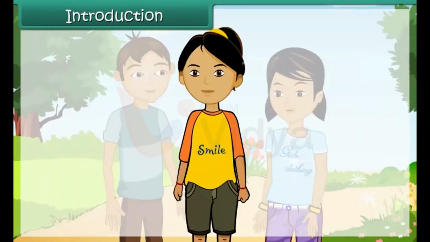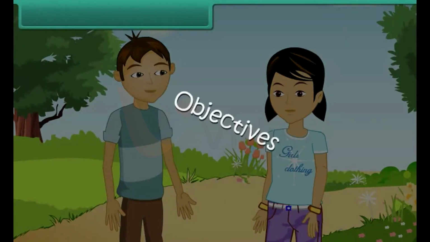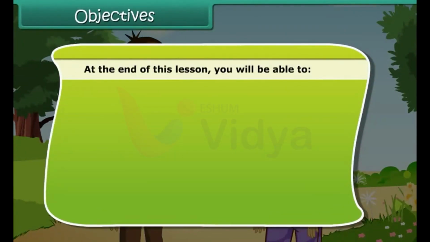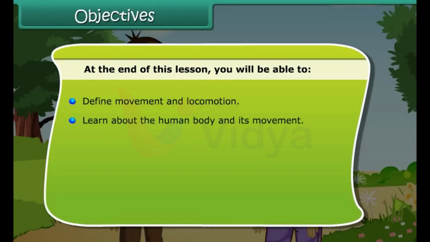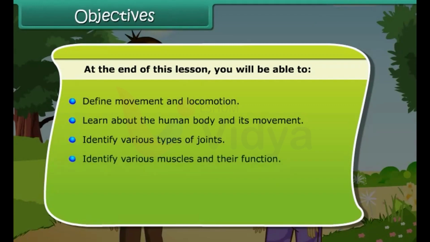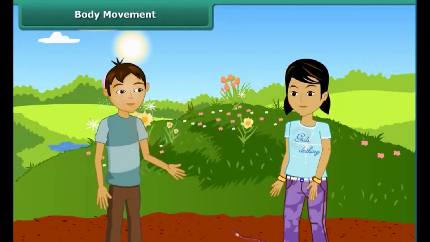Children, in this lesson, we will learn about body movement and the difference between movement and locomotion. Objectives. At the end of this lesson, you will be able to define movement and locomotion, learn about the human body and its movement, identify various types of joints, identify various muscles and their functions, identify movements in various animals, identify the streamlined body.